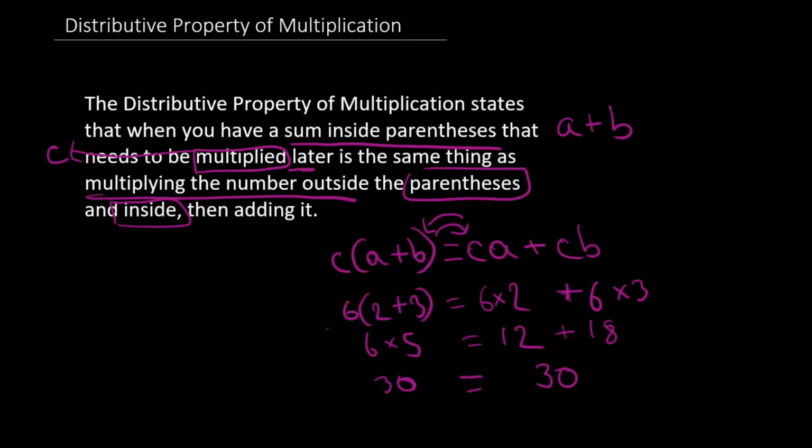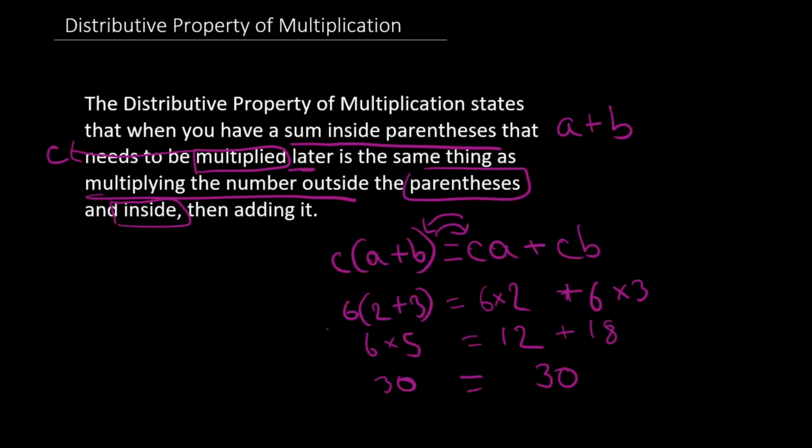So you can use this if it's like huge numbers, like for example, you have like 3 times, in parentheses, 54 plus 62. Then you can use the distributive property to make it easier instead of adding these two and multiplying it by 3. So there are times when you would want to use the distributive property. Let's do another example to make it more clear.